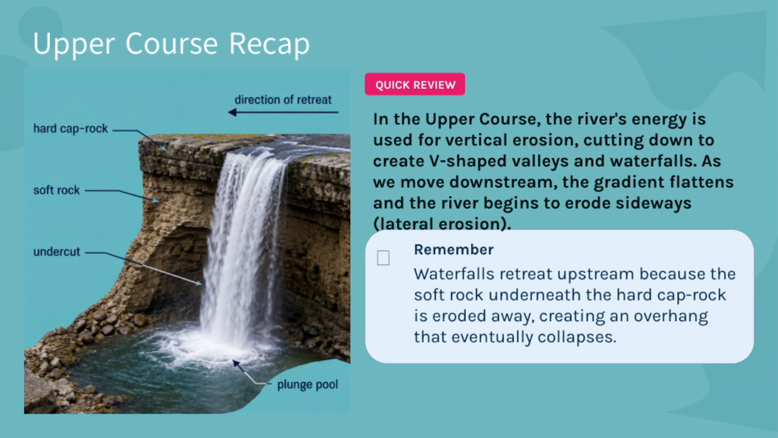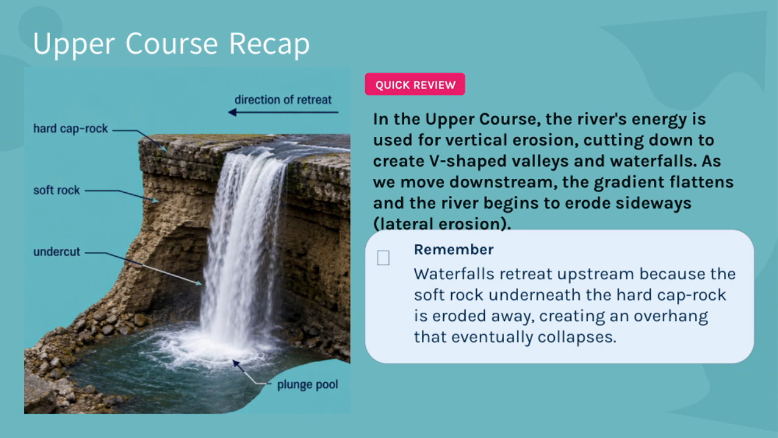One important upper course landform is a waterfall. Waterfalls often form where a river flows over bands of hard and soft rock. The soft rock is eroded more quickly than the hard rock. Over time, the soft rock underneath is undercut, leaving an overhang of hard rock. Eventually, the overhang collapses. The fallen rock helps deepen the plunge pool through abrasion and hydraulic action. This process repeats, causing the waterfall to retreat upstream.